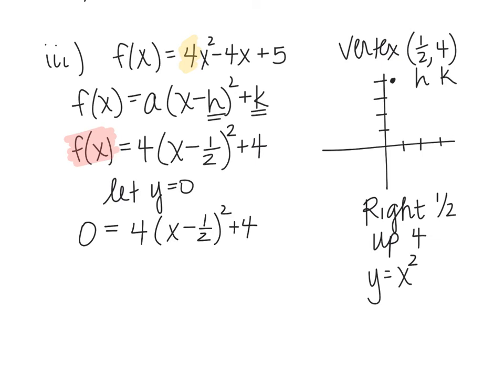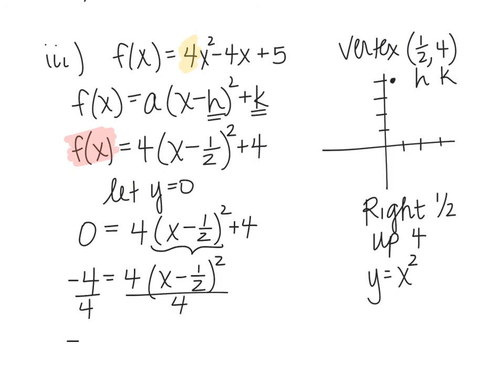So this is still a quadratic equation that we want to solve, but we're going to solve it using the square root method. So we need to start by isolating the quantity that is squared. So we will subtract 4 from both sides. Negative 4 equals 4 times the quantity (x minus 1/2) squared. Then we'll divide by 4. Again, our goal right now is to isolate that quantity that's being squared.